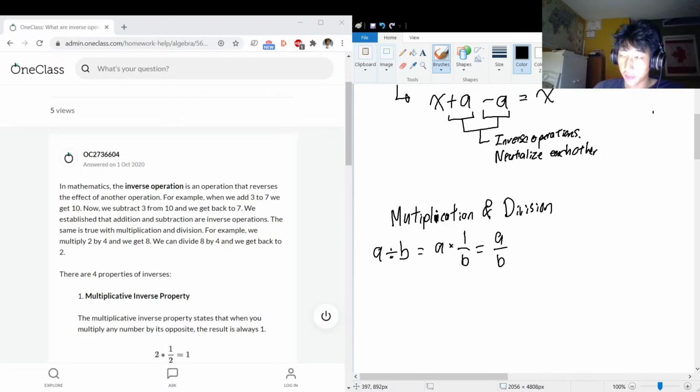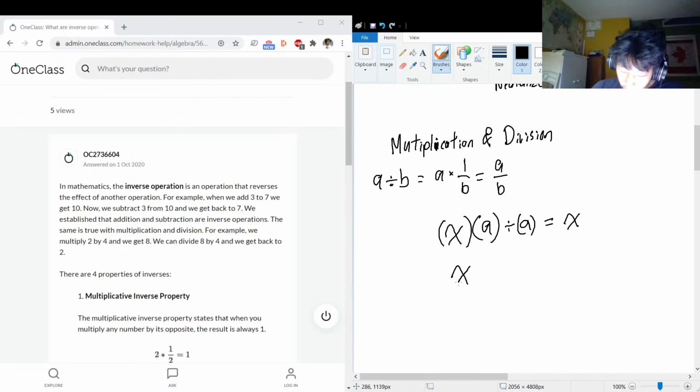Okay, so if you had anything, perhaps x, and you multiply that by a and then divide by a, you'll get x. So if you want to neutralize something that you multiplied in, you divide the same thing out. And a nice thing to know is that x over x, which could be anything divided by itself, is equal to 1 as long as x is not 0.